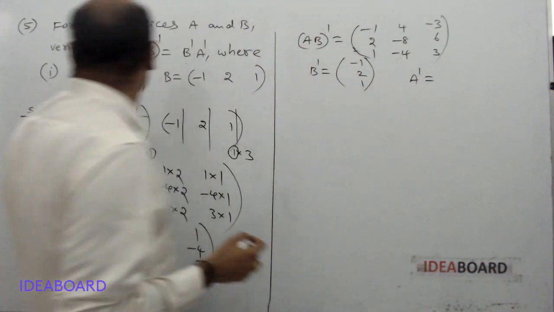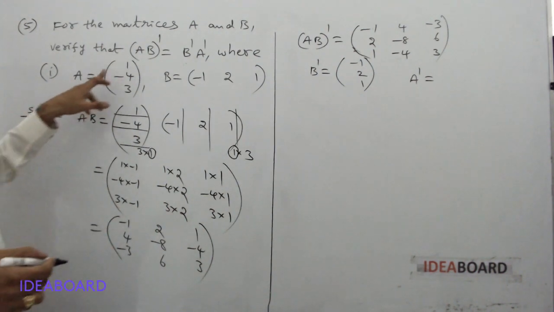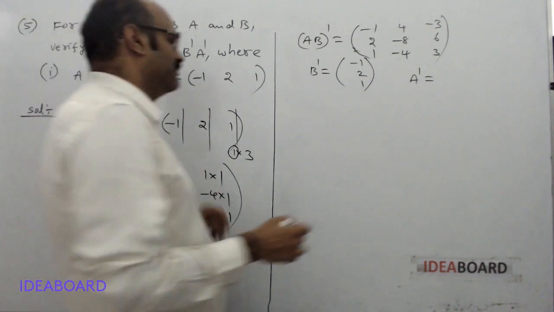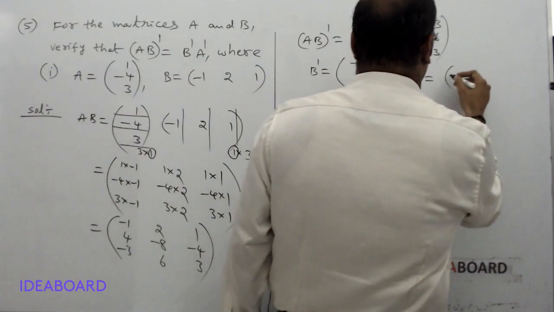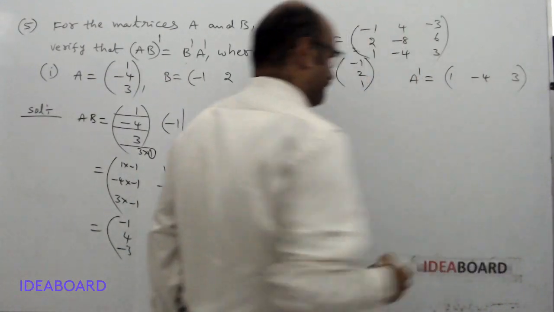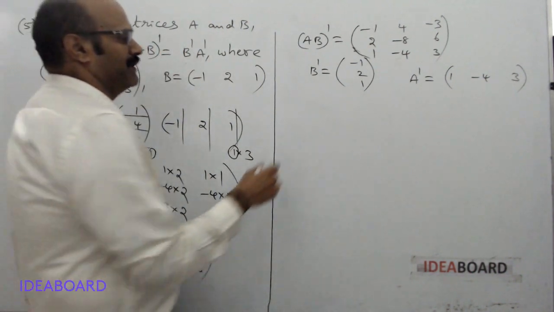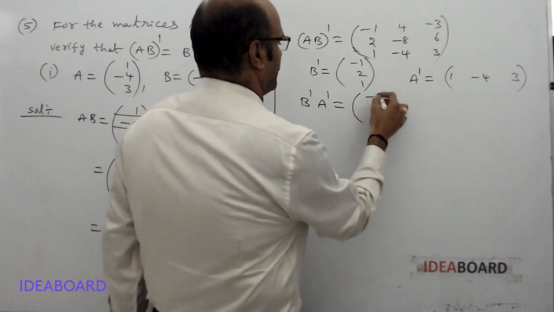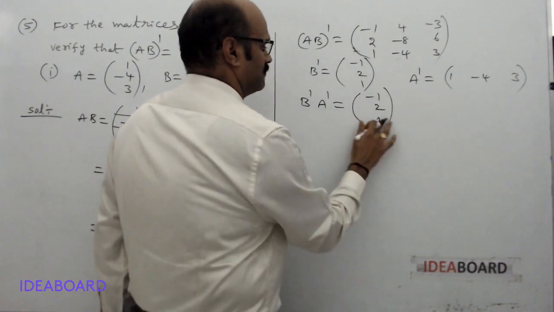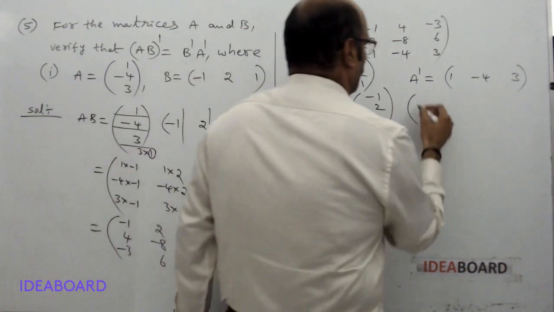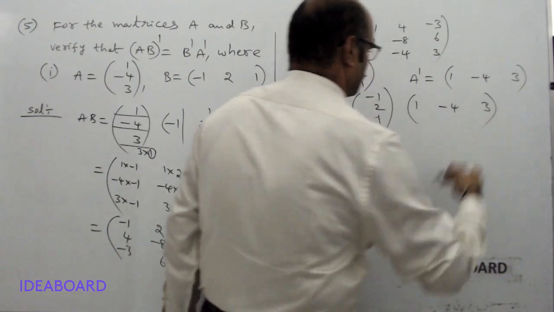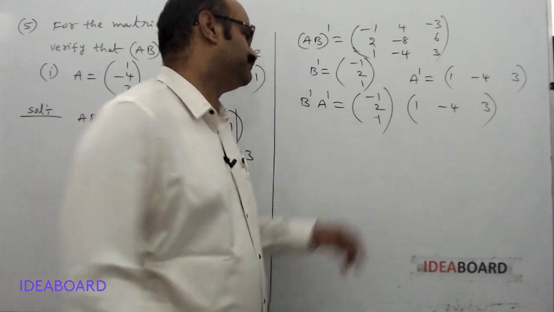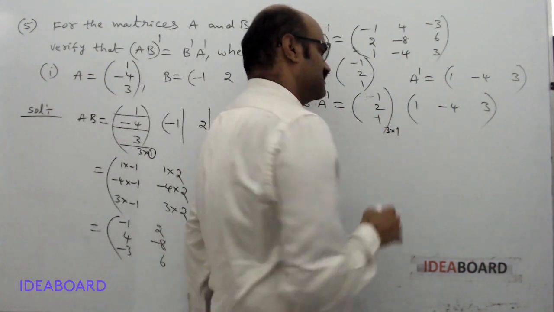Similarly, A transpose equal to, here we have only one column. Write the first column into first row. So it implies we have 1, minus 4, 3. It implies B transpose into A transpose equal to minus 1, 2, 1 times 1, minus 4, 3. The order of the B dash equal to 3 cross 1.